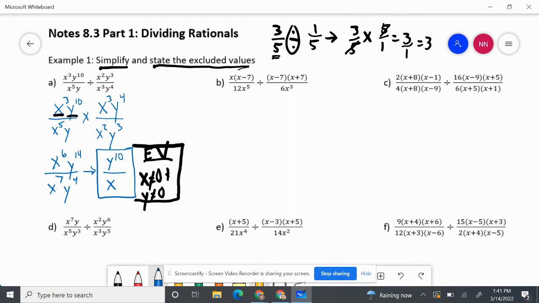Now for the next one, once again, we're going to keep, change, flip. We're keeping the first fraction the same. We're changing the division to multiplication. And what we're doing is we're multiplying by the reciprocal, which means we're flipping it.